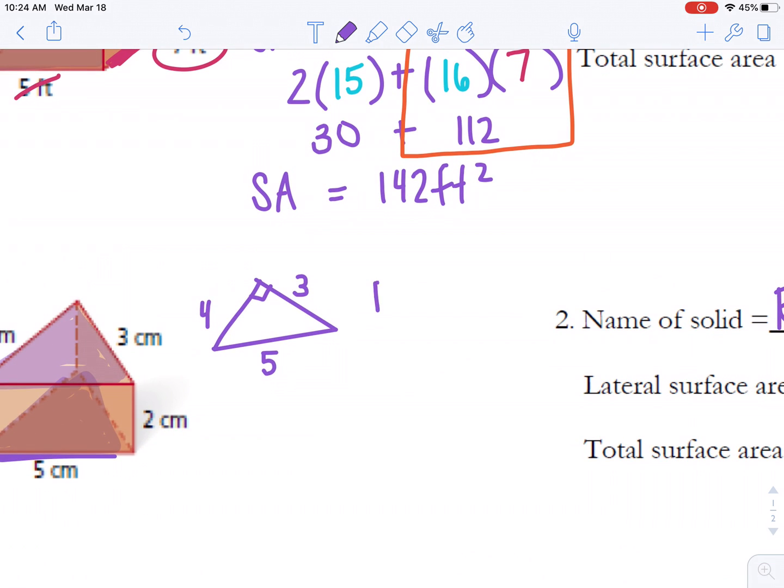As we go, we want to calculate the perimeter and the area of the base. The perimeter is 3 plus 4 plus 5. We're just adding them all up. Our perimeter is 12.